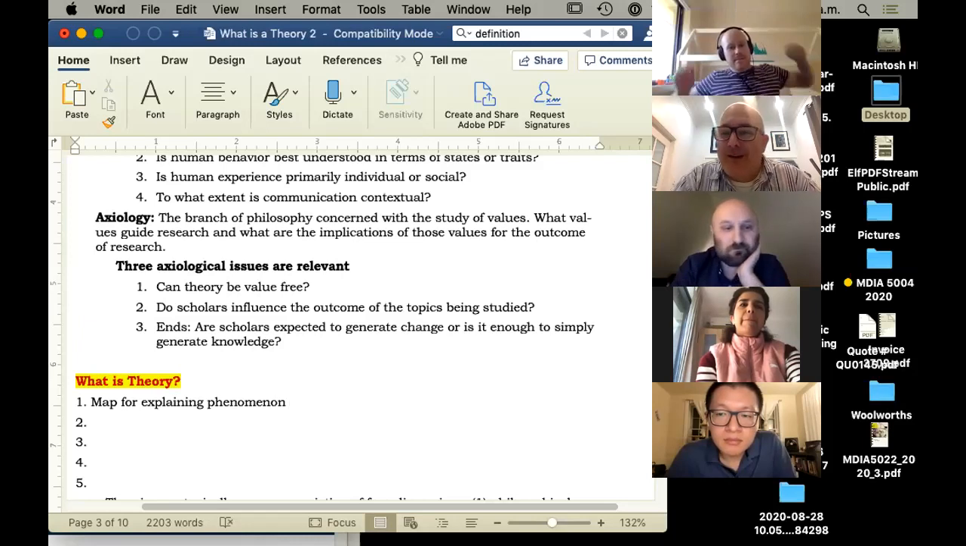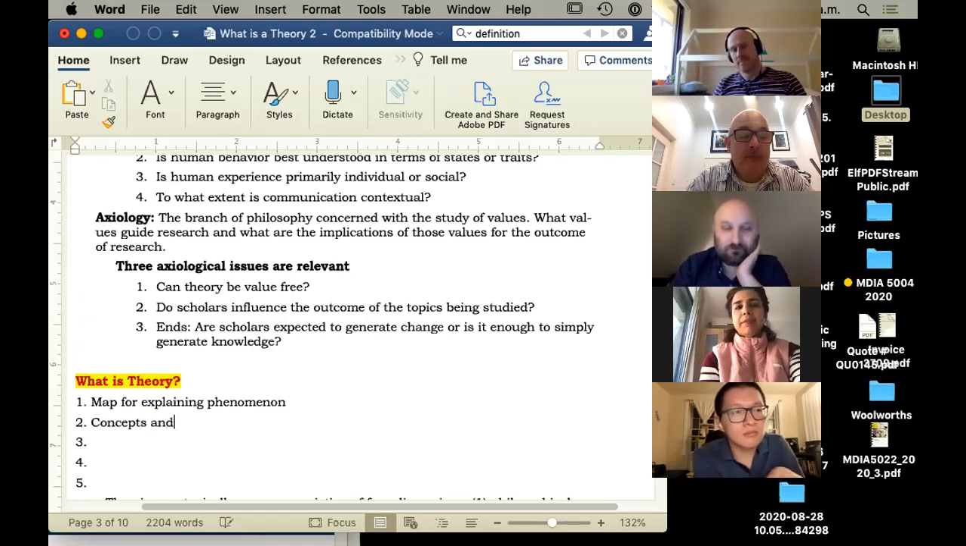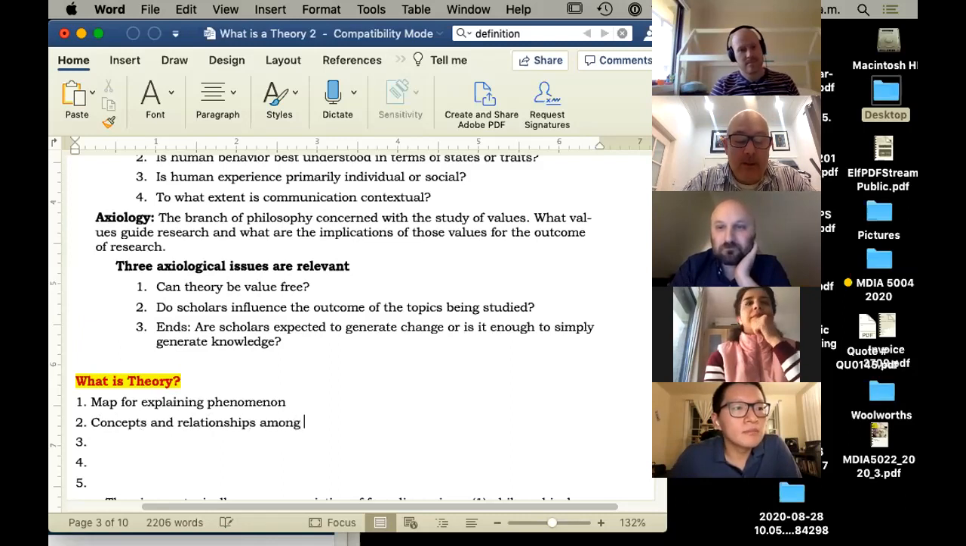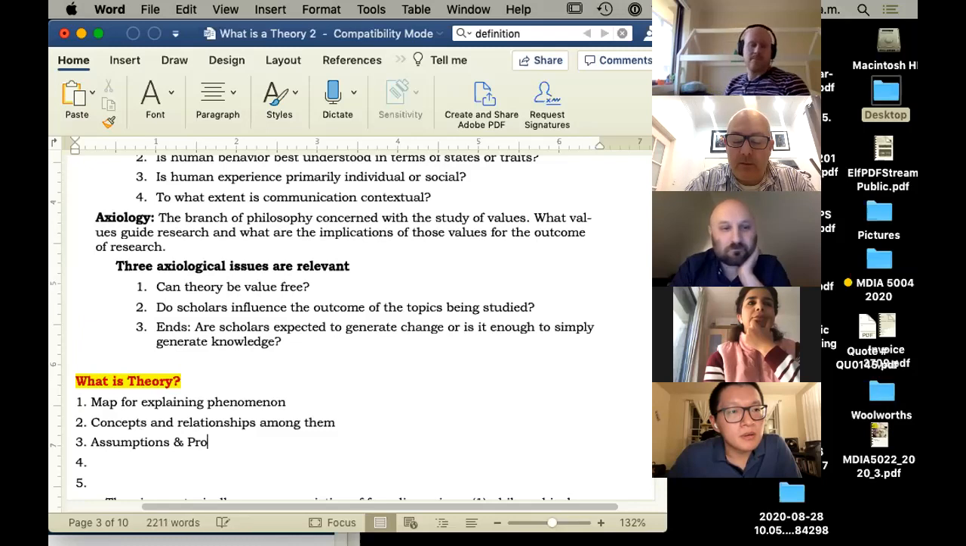Got it, one map for explaining phenomenon. All right, what else? A set of concepts and the relationship among those concepts. Okay, concepts and relationships among them in regard to the theory we're studying or the concept that we're studying, I'm assuming you're saying, right? Okay, what else? I think it's a set of assumptions and the propositions. Okay, assumptions and propositions.